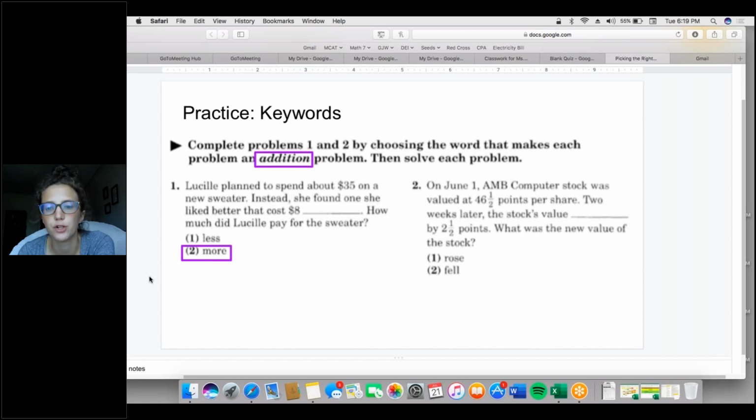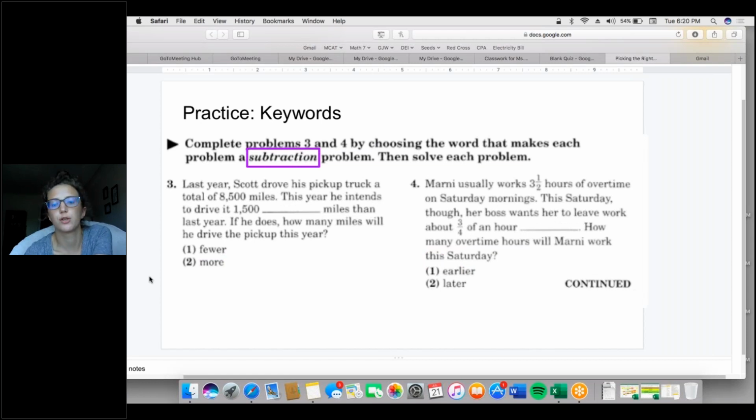Number 2 says, on June 1st, AMD computer stock was valued at 46.5 points per share. 2 weeks later, the stock's value blanked by 2.5 points. What was the new value of the stock? Again, between rose and fell, I want to think about what word means that the number is getting bigger because I'm adding, and that's going to be rose. So even if I didn't see rose or remember rose from that list, I know that's a keyword for addition. So if I saw that in the problem, I could decode that and say, hey, you need to add.